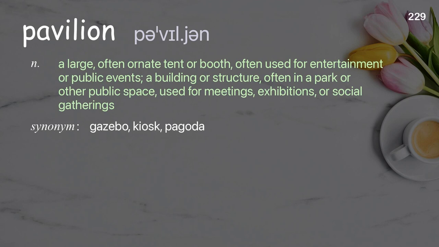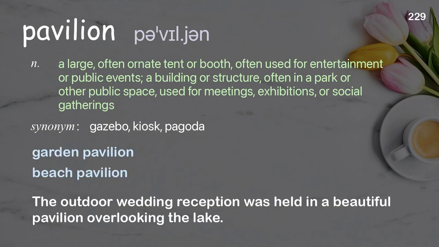Pavilion. A large, often ornate tent or booth, often used for entertainment or public events; a building or structure, often in a park or other public space, used for meetings, exhibitions, or social gatherings. Examples. Garden pavilion. Beach pavilion. The outdoor wedding reception was held in a beautiful pavilion overlooking the lake.